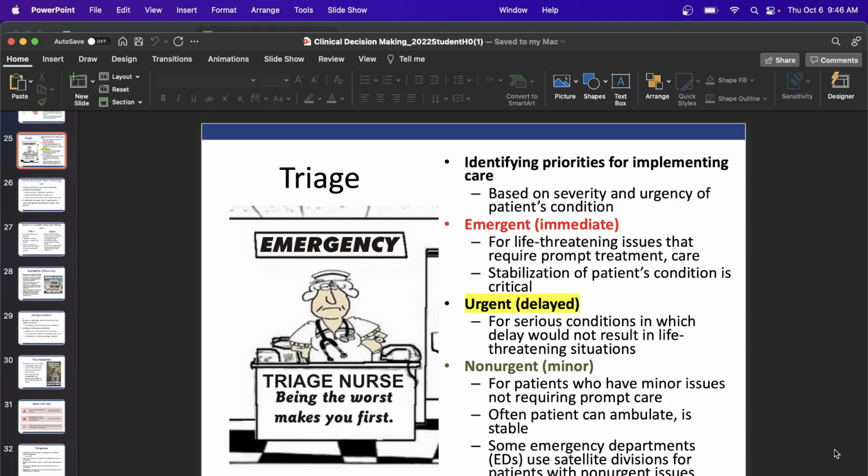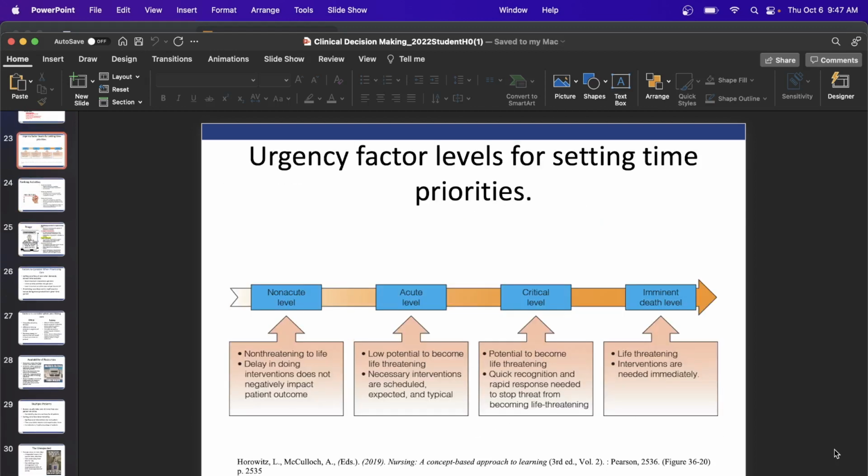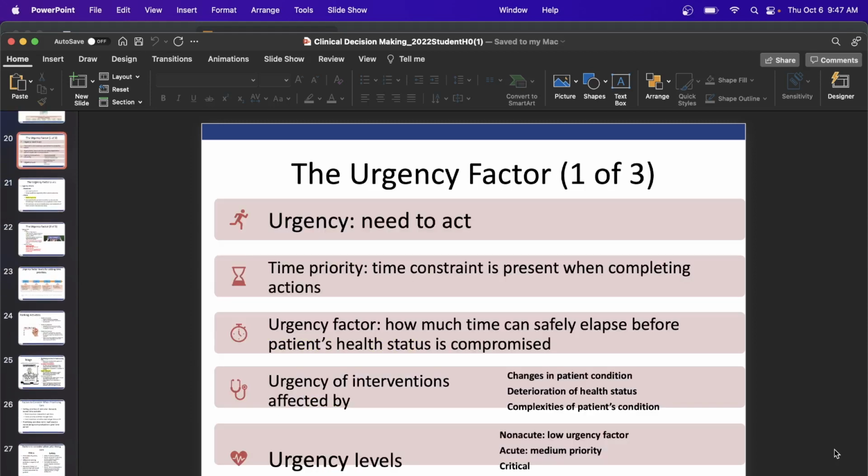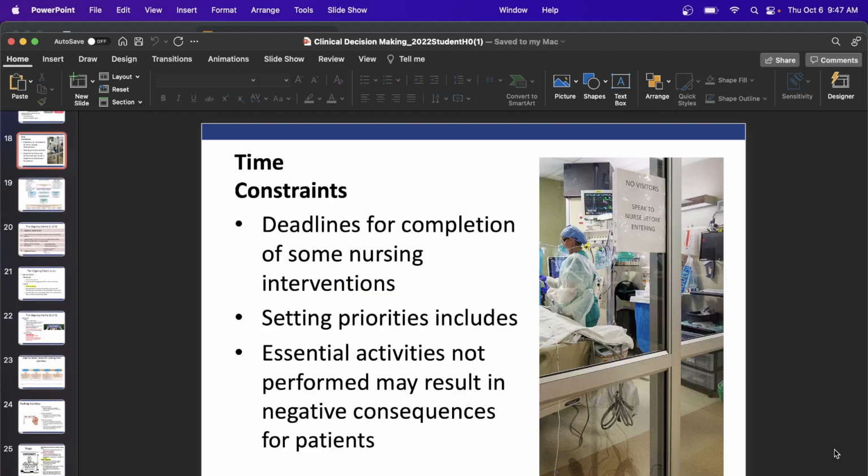More dyspneic. Tripod position. What else? Retractions, using accessory muscles, right? What else? How do we measure how well they're doing or not doing? Their O2 sats. They're desatting, right? So all of those things tell us that we're not moving in the right direction.